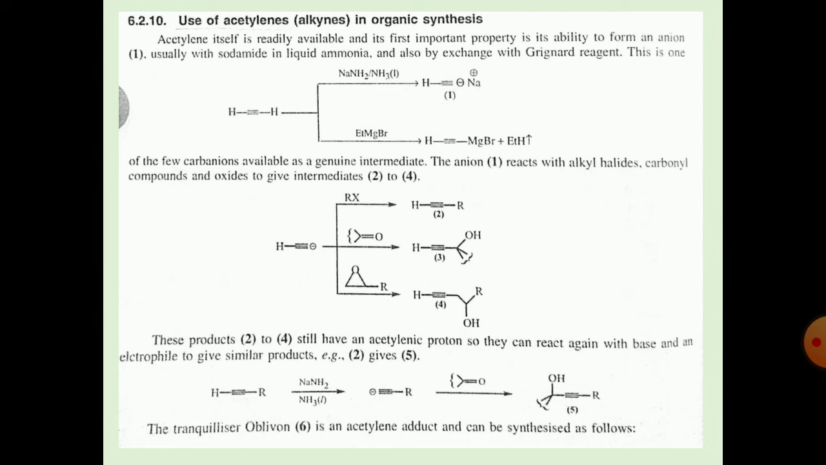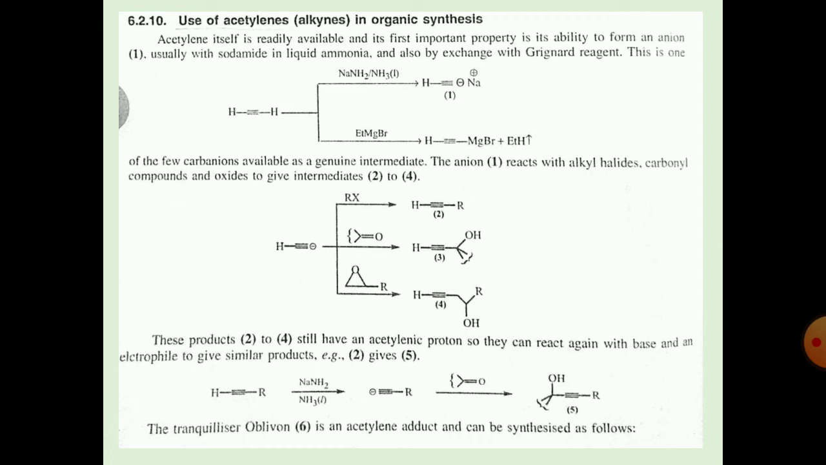These products, 2 and 4, still have the acetylene protons, so they can react again with the base and the electrophile to give a similar product, 2 to give 5. The alkyne is reacted with NaNH2 in ammonia with the formation of this anion. The NaNH2 acts as a base, and this nucleophile is reacted with the carbonyl compound with the formation of the alcohol plus acetylene.